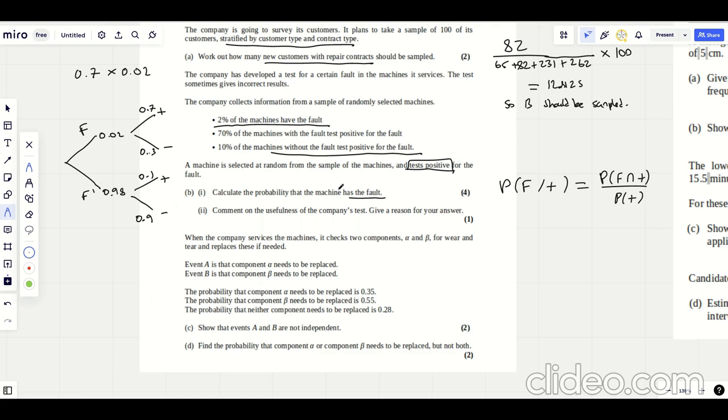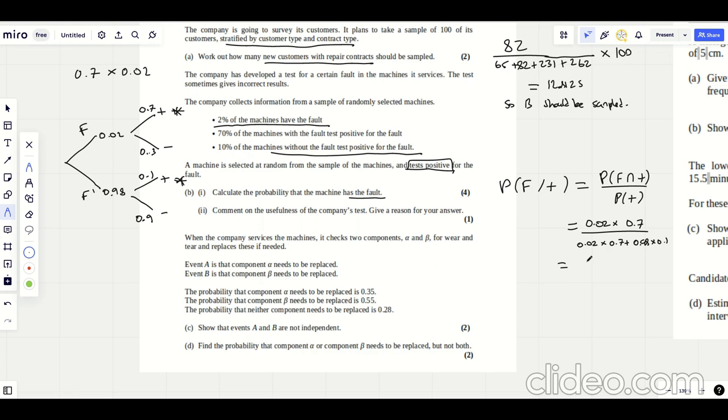Now, what's the probability of having the fault and testing positive? It's going to be 0.02 times by 0.7. And what's the probability of testing positive? Well, that's this branch and this branch. So it's going to be 0.02 times 0.7 plus 0.98 times 0.1. So quite a tricky question, this, no doubt about it. Let's now work that out.